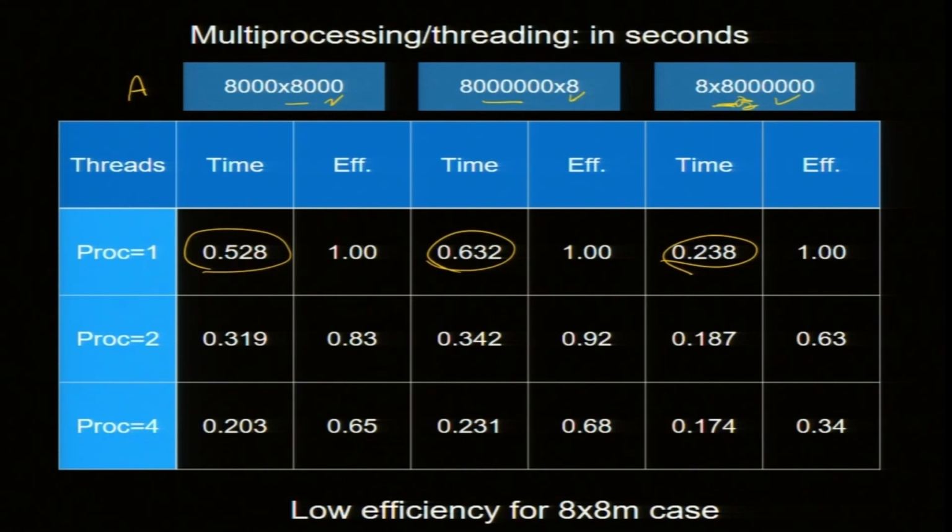Okay. Now, with 2 processes there is some speedup, the time decreased, and with 4 processes it decreased further, and I can compute the ratios. So, 0.83 is the ratio of 0.319 divided by 0.528, that is efficiency, right.